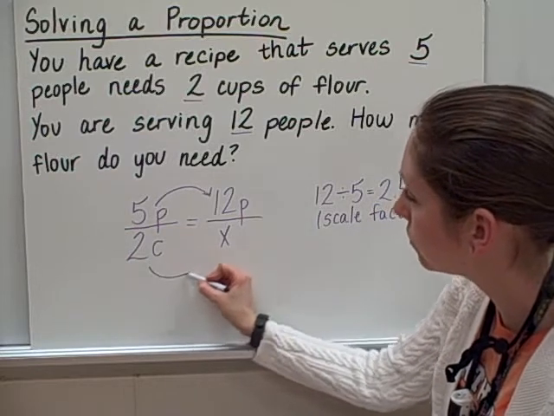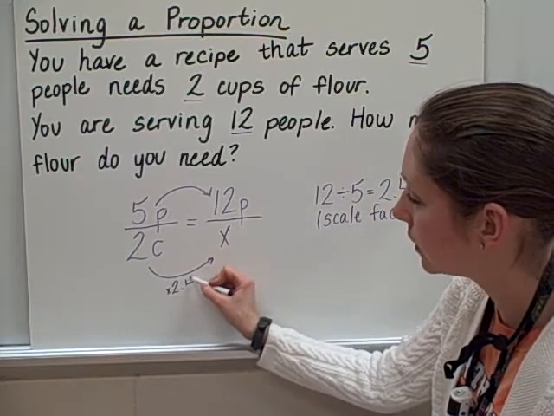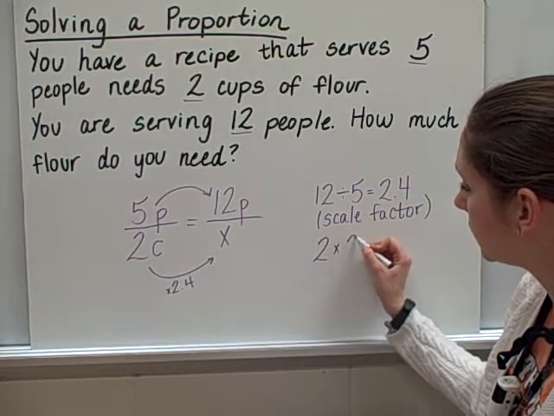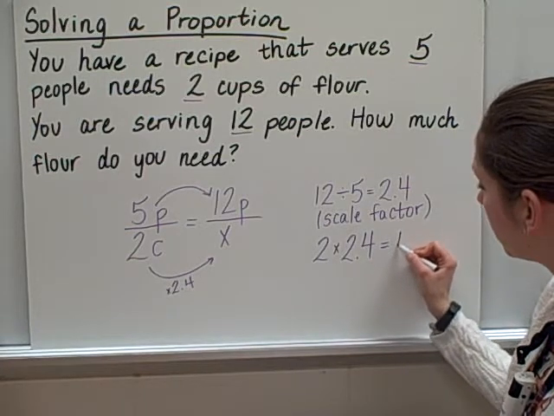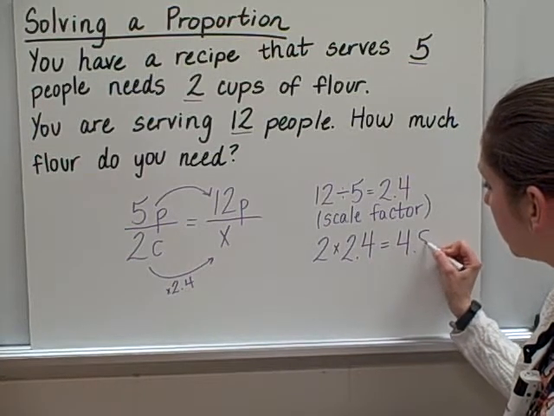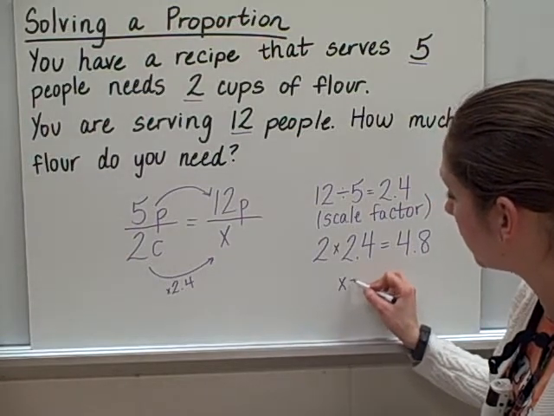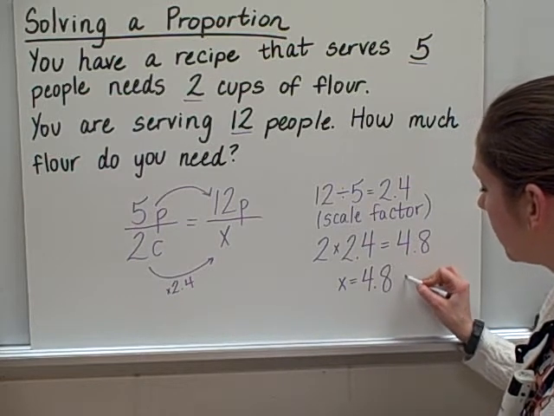I'm going to use that 2.4 scale factor to help me figure out what my X is. So 2 times 2.4 is going to help me solve for X. So 2 times 2.4 equals 4.8. So that means X equals 4.8 cups.